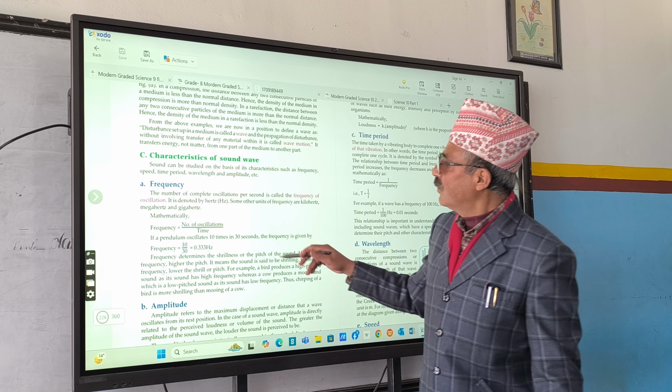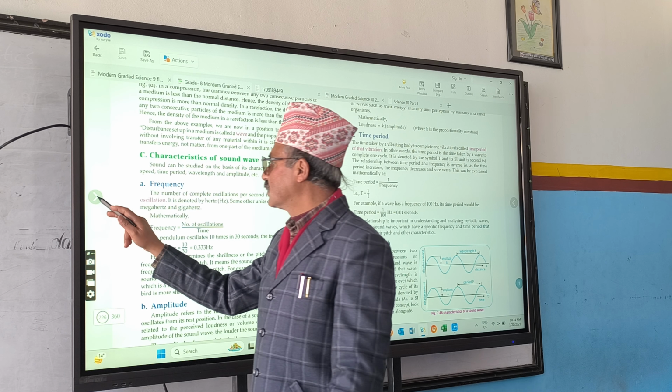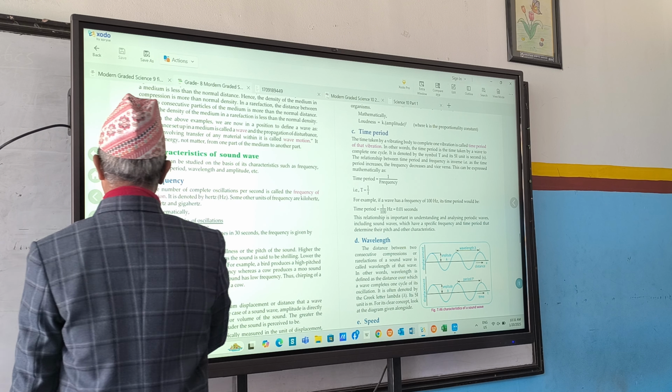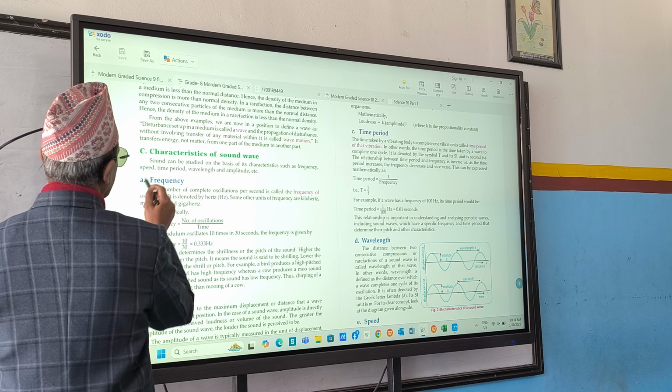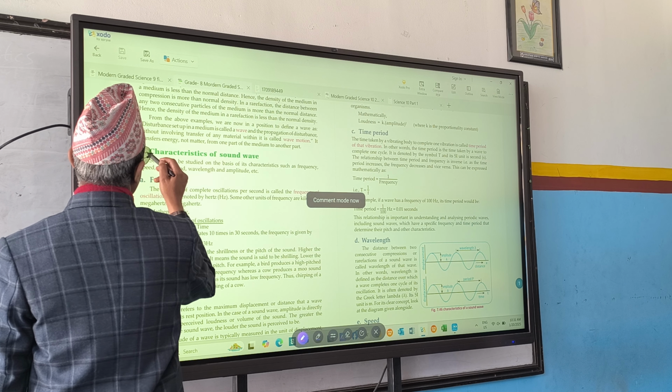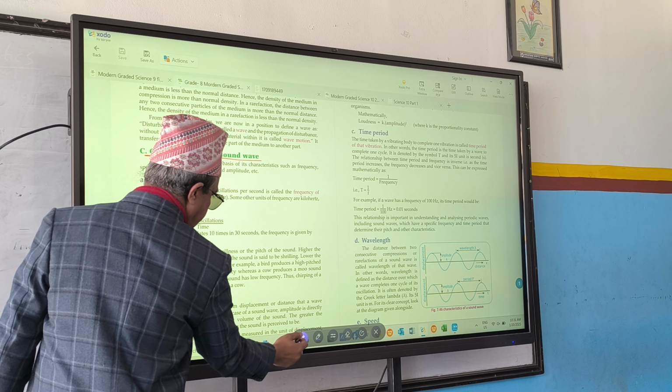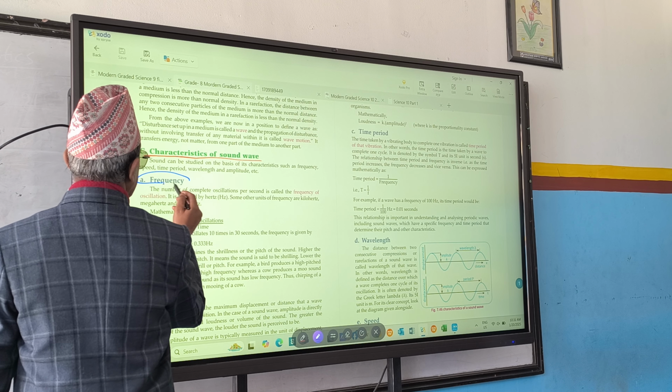Okay. Now here are some headings. What are the headings? What is given here? Characteristics of sound wave. What is the first characteristic? Frequency.